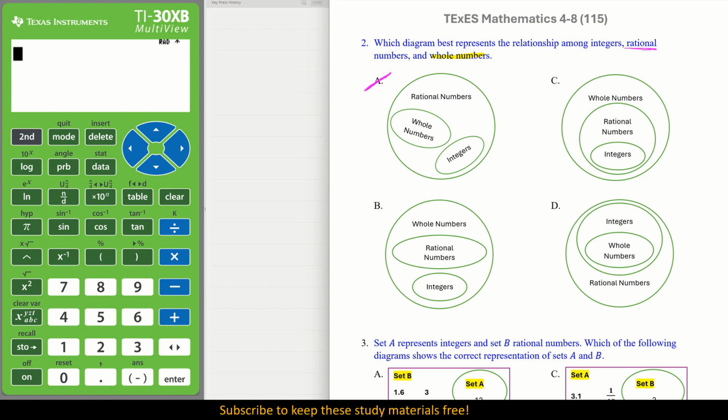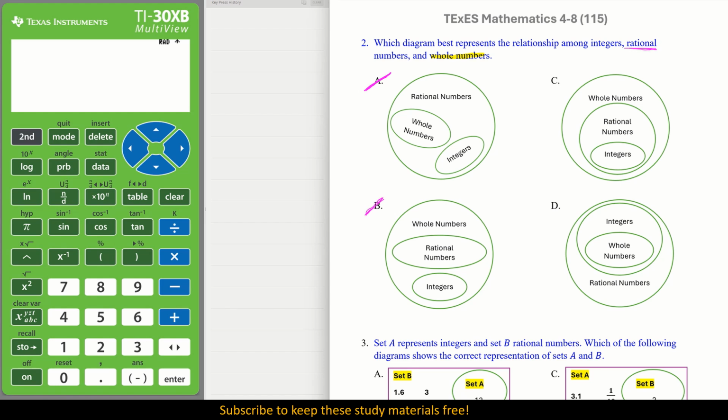Okay, B, same situation. Integers are a subset of rationals. They are not equivalent to each other or separate. Disjoint is what we see here, and that's not the case. And whole numbers are a subset of integers. Integers are not a subset of whole numbers. And again, rational numbers are not a subset of whole numbers. So B will be incorrect.